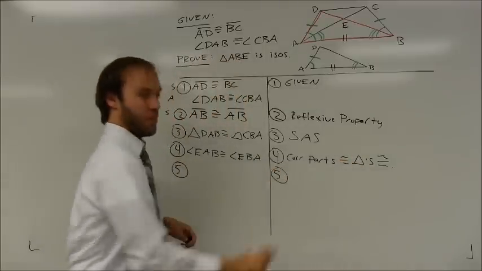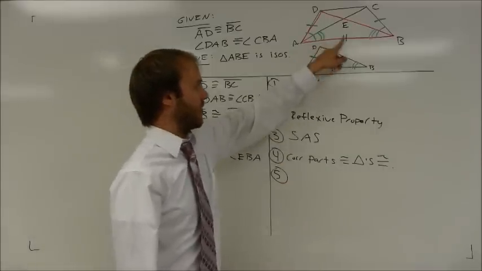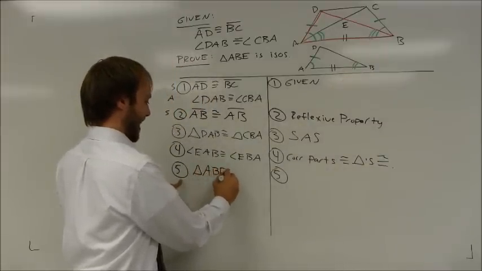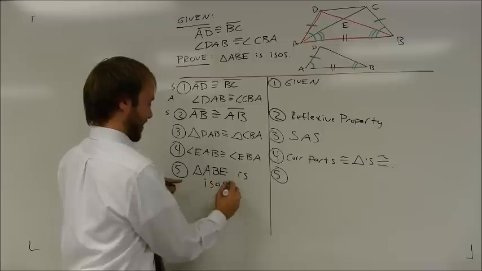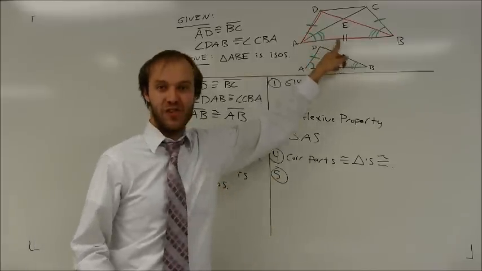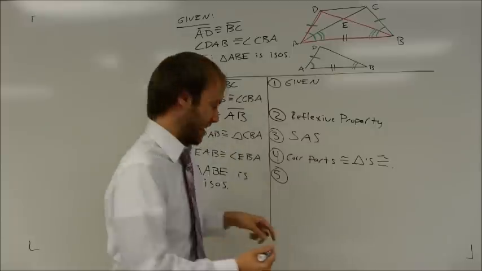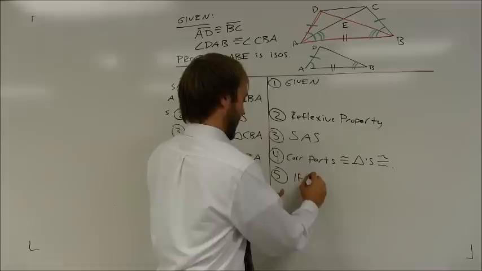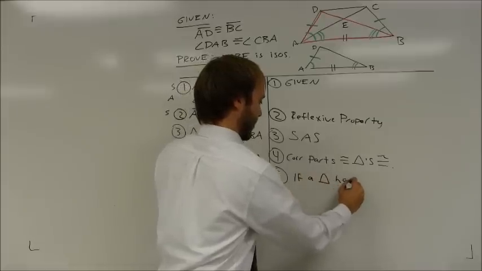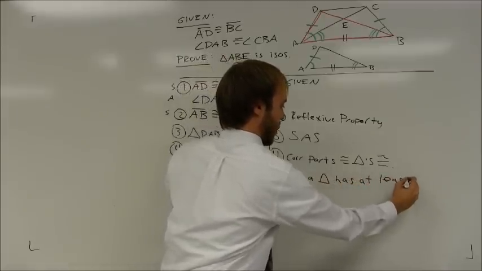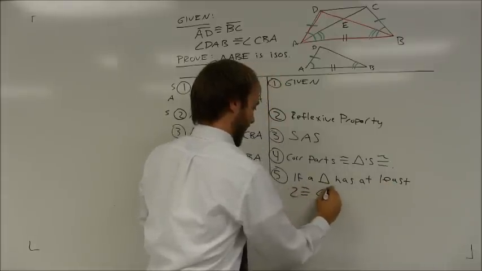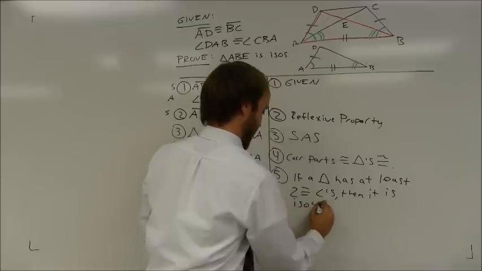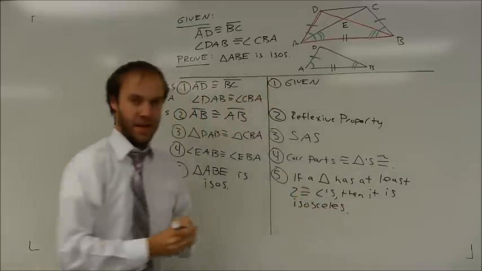And at this point, I am more or less done. I've shown that this triangle has two congruent angles. That tells me it's isosceles, so I can say that ABE is isosceles. The reason being that the triangle has at least two congruent angles. So the angles definition of isosceles is what I'm using here. Then I'm allowed to say that it's isosceles. So if a triangle has at least two congruent angles, then it is isosceles. And that ends my proof.